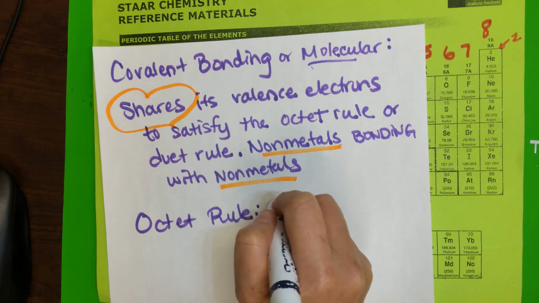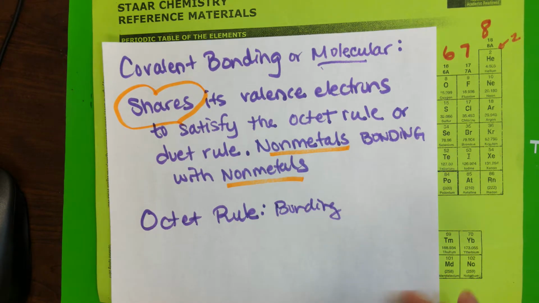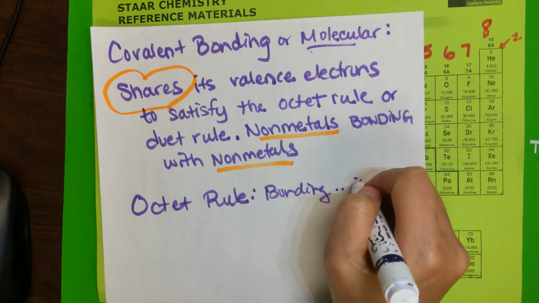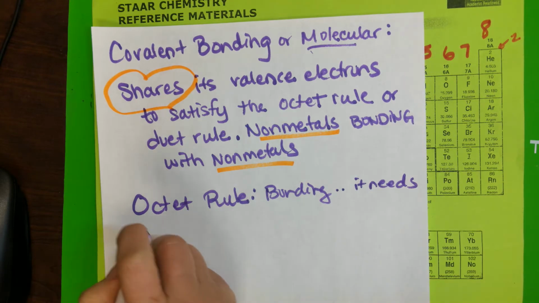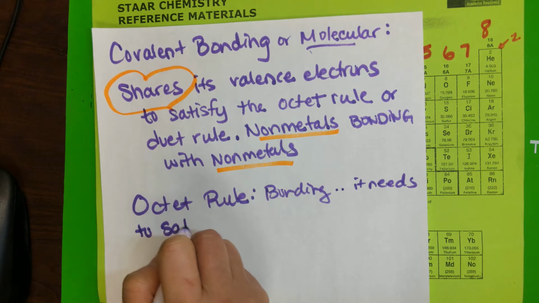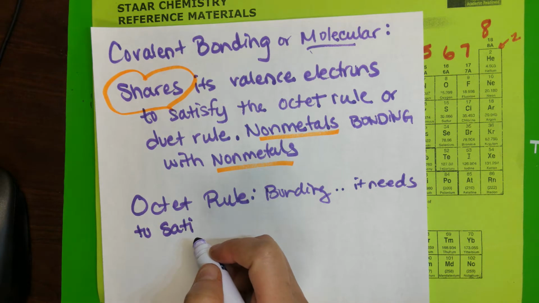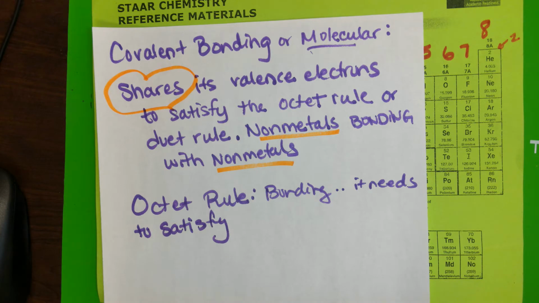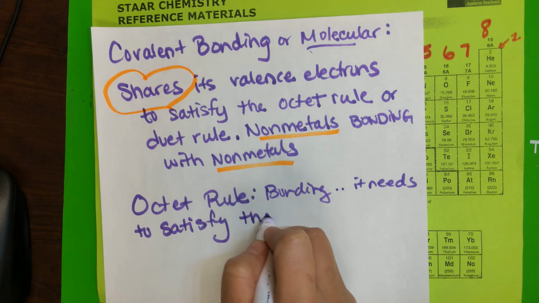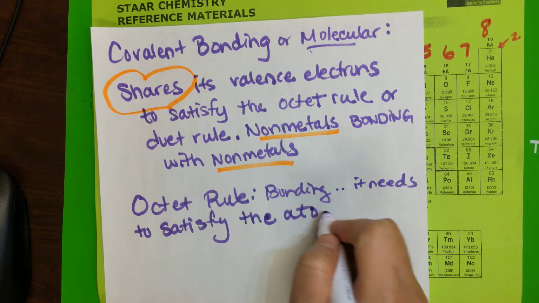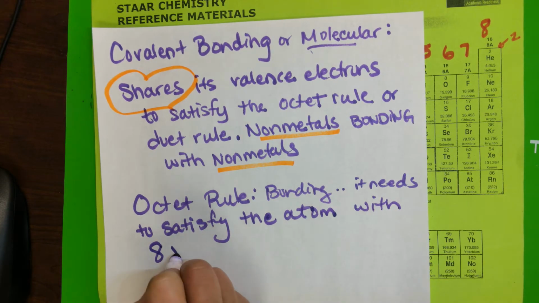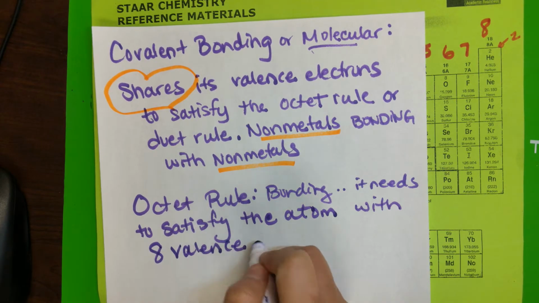The octet rule says that for bonding, it needs to satisfy the atoms with 8 valence electrons.